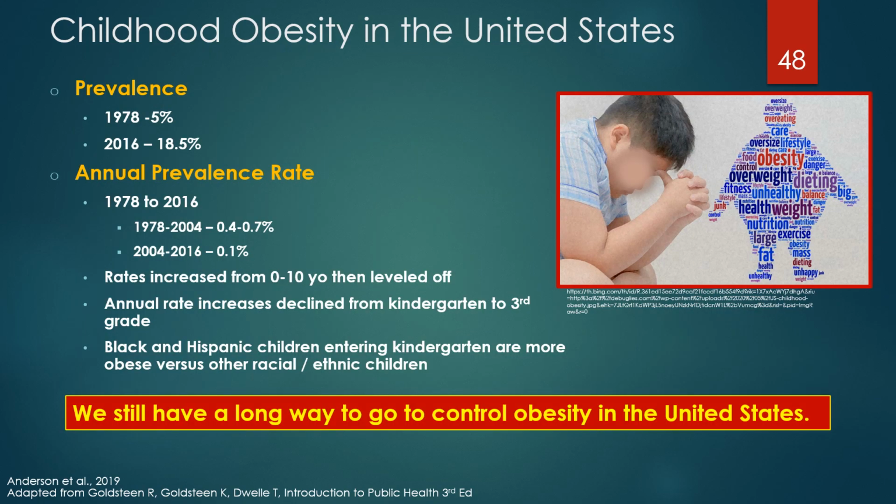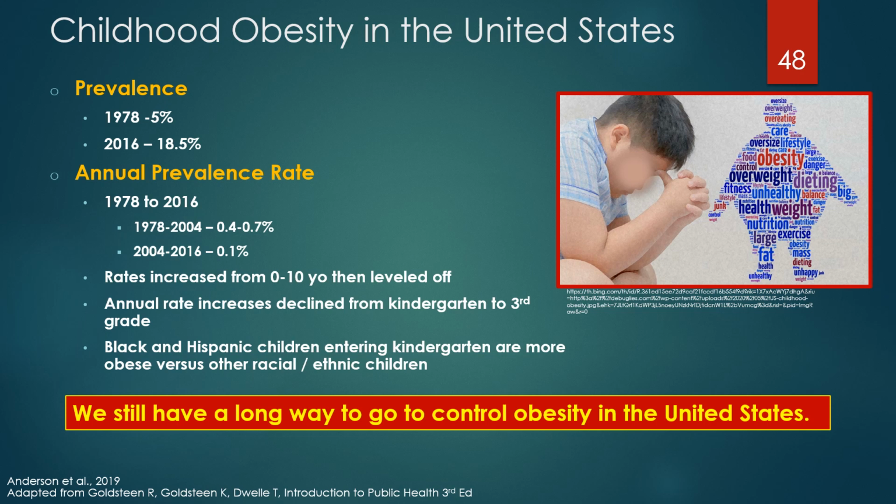In 2019, Anderson et al. reported that the prevalence of childhood obesity in the United States increased from 5% in 1978 to 18.5% in 2016. Though there is evidence that the annual prevalence slowed from 0.4% to 0.7% per year between 1978 and 2004 to 0.1% per year between 2004 and 2016.